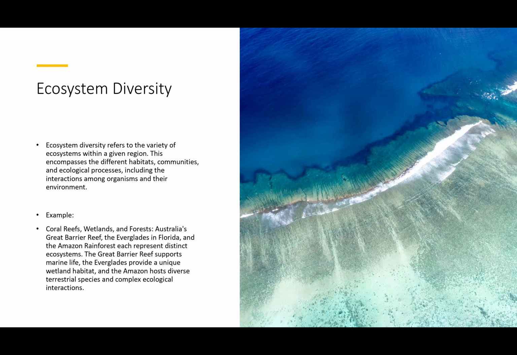You also have ecosystem diversity, which refers to the variety of ecosystems within a given region. This encompasses different habitats, communities, and ecological processes, right? If you look at coral reefs, wetlands, and forests, Australia's Great Barrier Reef, the Everglades in Florida, the Amazon rainforests, each represents a distinct ecosystem. The Great Barrier Reef supports marine life, the Everglades support a unique wetland habitat, and the Amazon hosts diverse terrestrial species and complex ecological interactions.